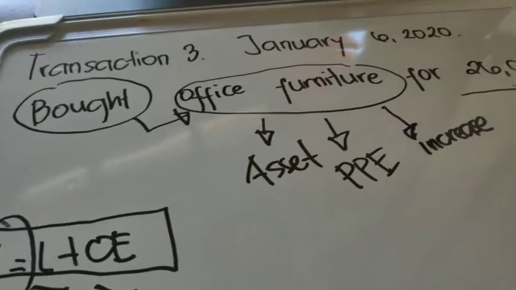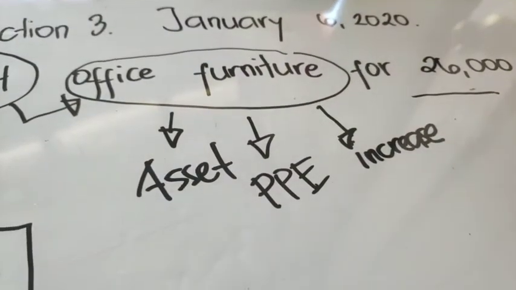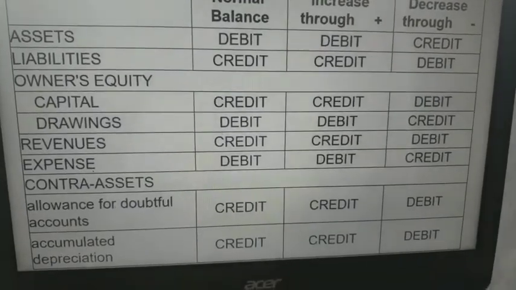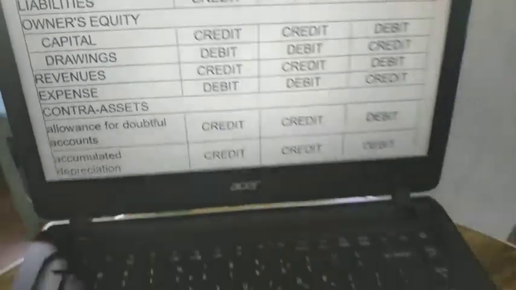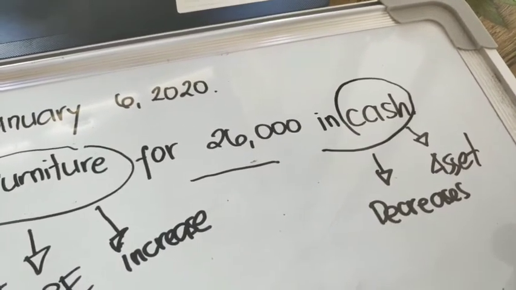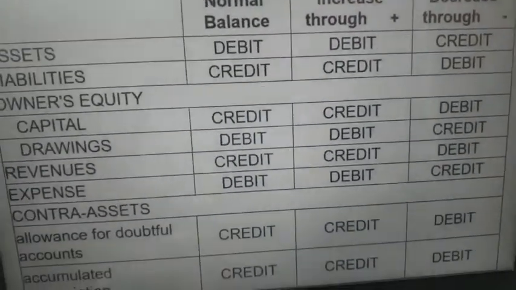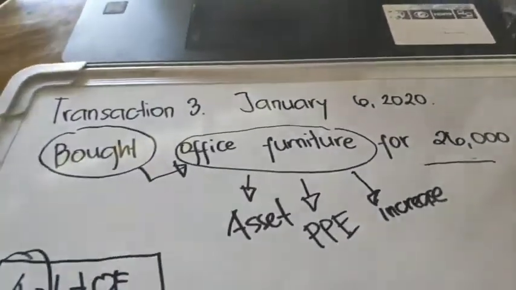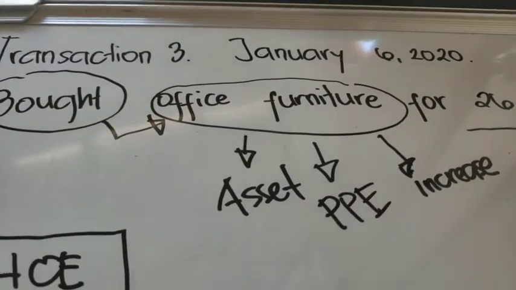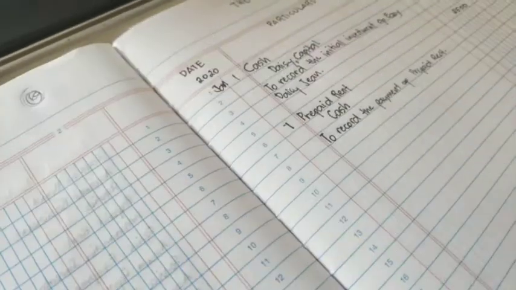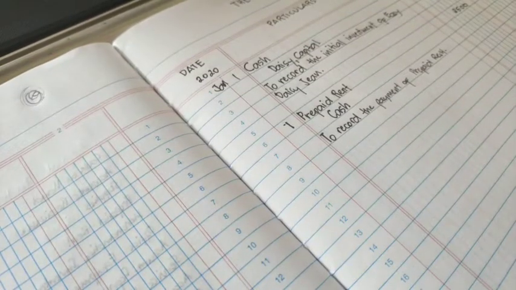First, let us classify where to put office furniture. That asset is increasing, so when an asset is increasing, you put it on the debit. Then you go back to your analysis. As cash is decreasing, you put it on the credit side. So, this is how you will record transaction number 3 in your general journal for the property, plant, and equipment.